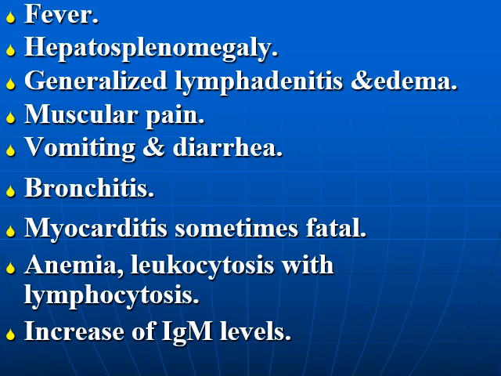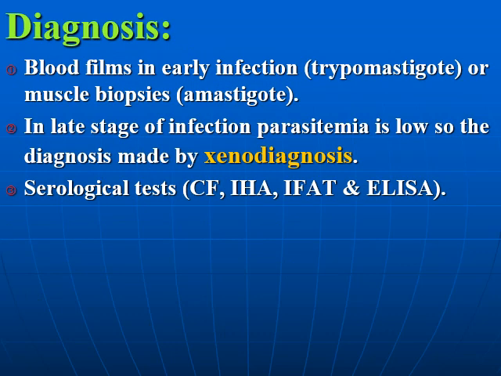Also, we have fever, hepatosplenomegaly, generalized lymphadenitis and edema, muscular pain, vomiting and diarrhea, bronchitis, myocarditis which sometimes can be fatal, anemia, leukocytosis with lymphocytosis, and increased IgM levels. The diagnosis is made by blood film in early infection, where the diagnostic stage is the trypomastigote, or by muscle biopsy, where the diagnostic stage is the amastigote. In a late stage of infection, the parasitemia becomes low, so the diagnosis is made by a method we call xenodiagnosis. Also, we have serological tests: complement fixation, indirect hemagglutination, IFAT, and ELISA.